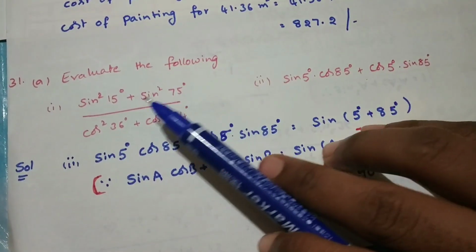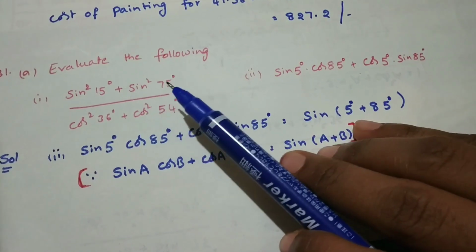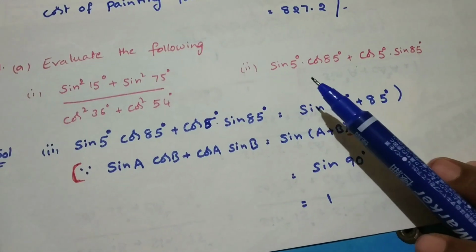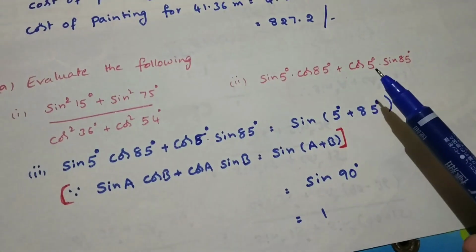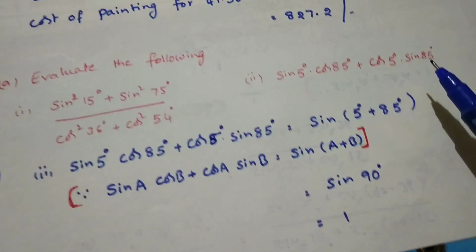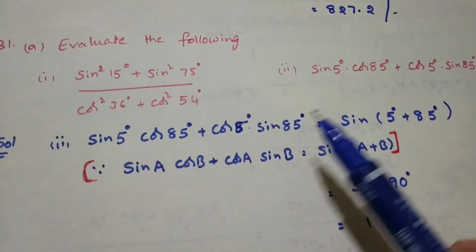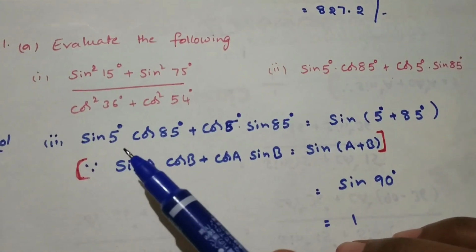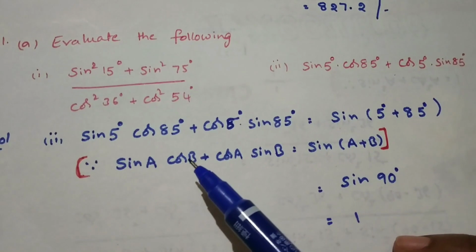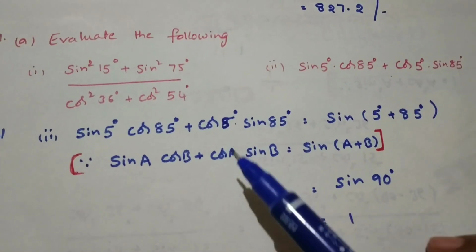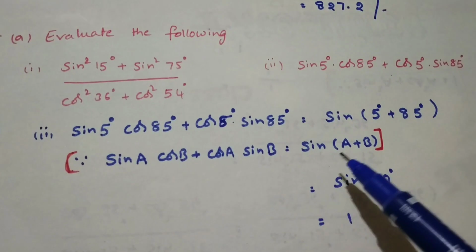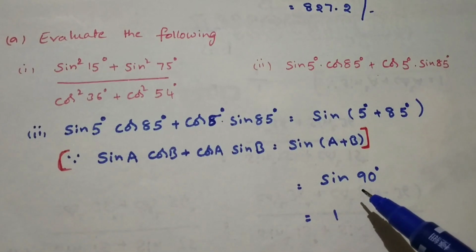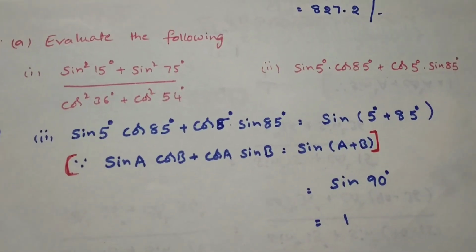31 question A. Evaluate the following. First one, (sin² 15° + sin² 75°)/(cos² 36° + cos² 54°). And the second one is sin 5° cos 85° + cos 5° sin 85°. For this, first taking the second one, sin 5° cos 85° + cos 5° sin 85°, it resembles sin A cos B + cos A sin B. This formula is nothing but sin(A + B). So I applied the formula: sin(5 + 85) degrees, that is sin 90°. Sin 90 is 1. So 1 is the answer for this.